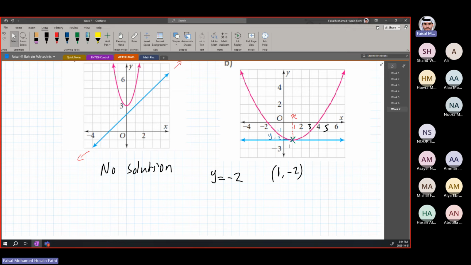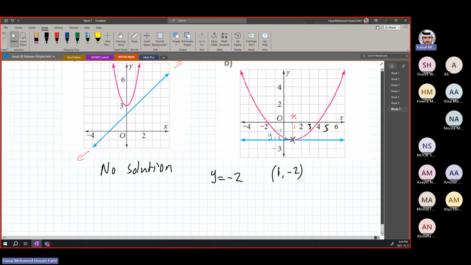The y-intercept is minus 2. No, the y-intercept here is not minus 2. The y-intercept here is a little bit less than minus 2, if you notice, of the parabola. But here you don't worry about the y-intercept or x-intercept. Here you are looking at just the intersection point in this case. So the intersection point, if I zoom in this picture a bit more.